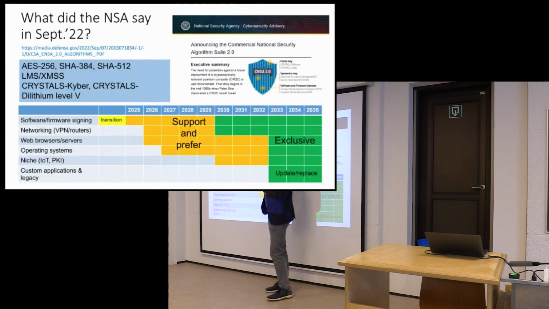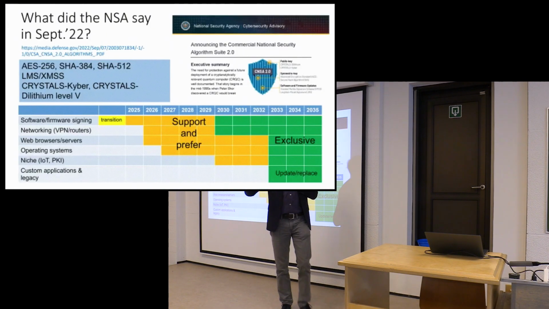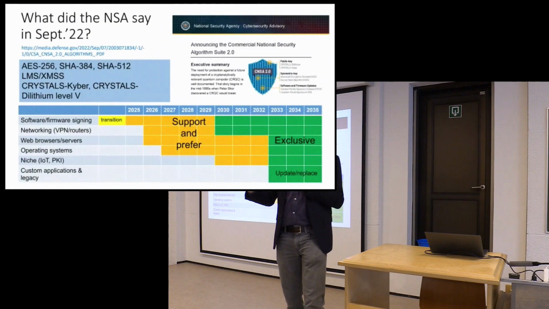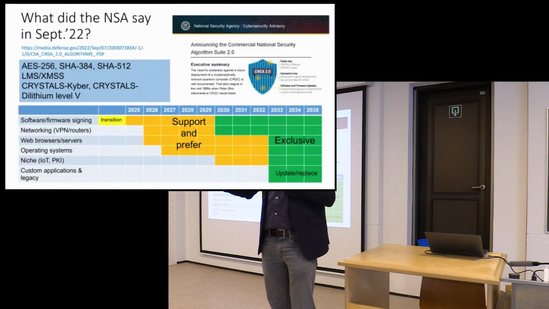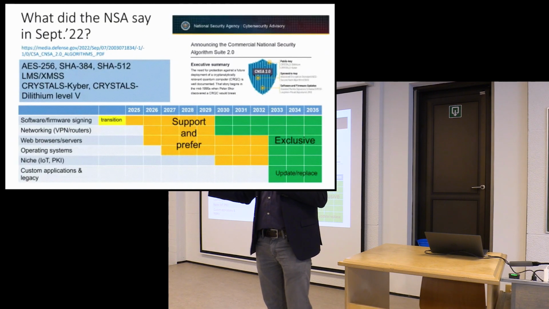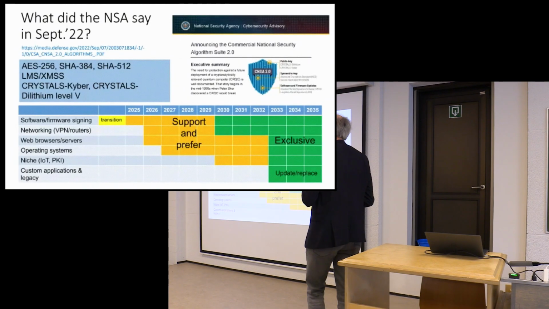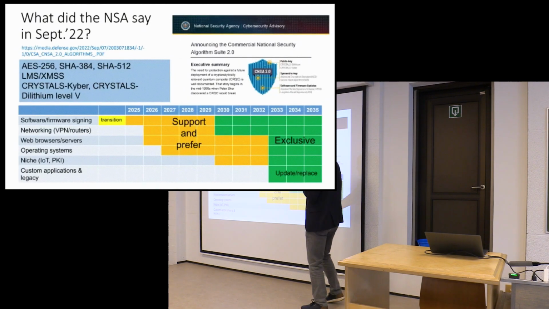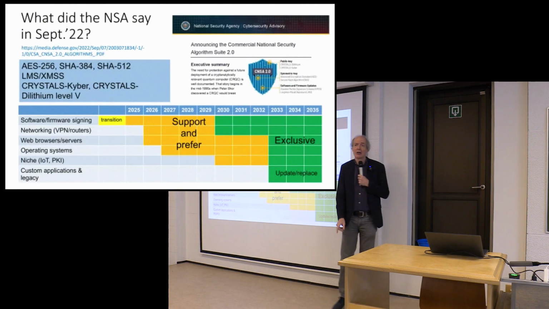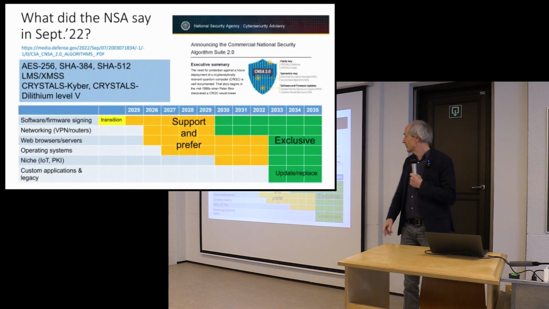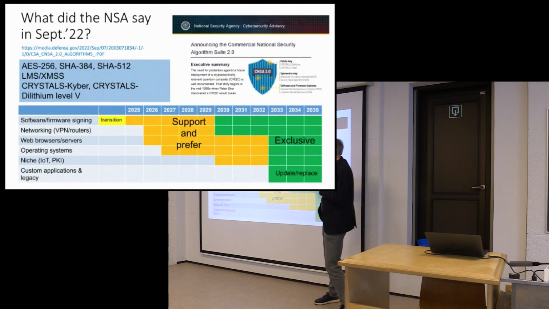There is no Falcon in here, and there is only level 5 in here. So no level 1 or 3. If you want to sell to the US government defense, you have to have level 5, and that's all they want. And they have a migration path where everything should be done by 2032. That's 6 years from now. Good luck. And some stuff should be done 4 years from now, software signing, networking.